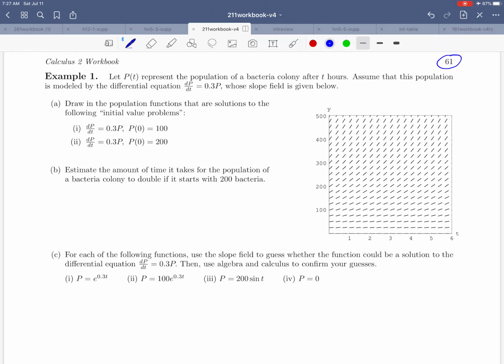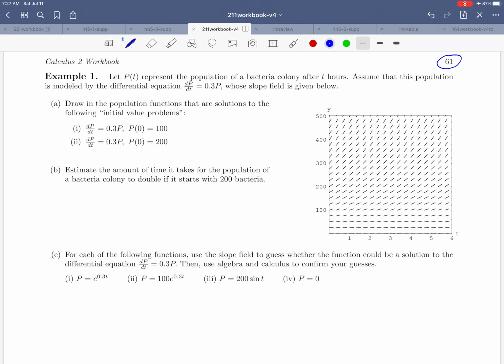We are looking at page 61 on the workbook here, and this is another example of a slope field, our second example of that. We're just going to be looking at parts A and B of this problem in this video, and then saving part C for a little bit later on in this section. Okay, so let's read this together.